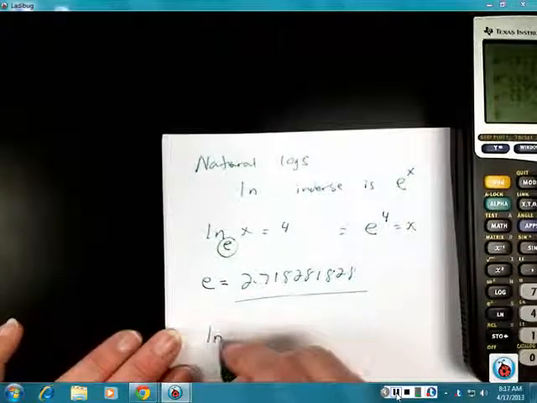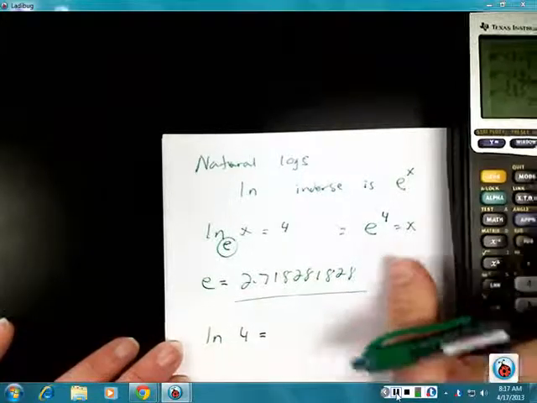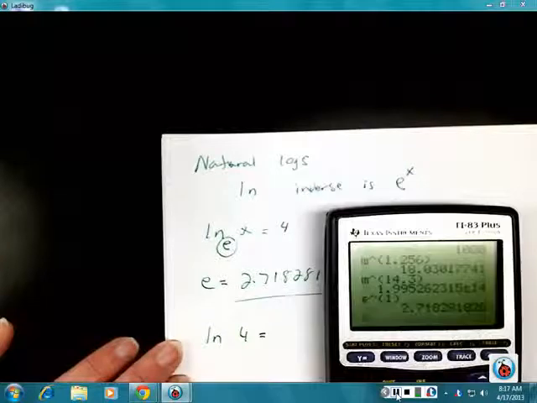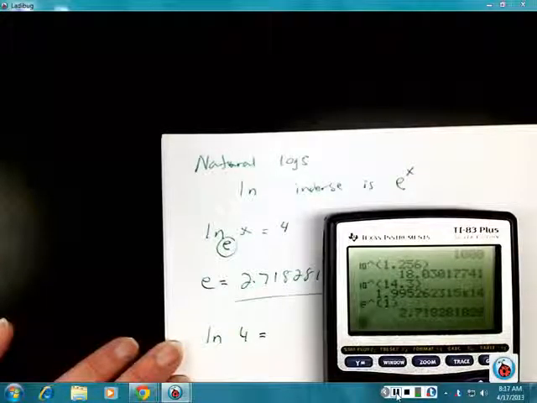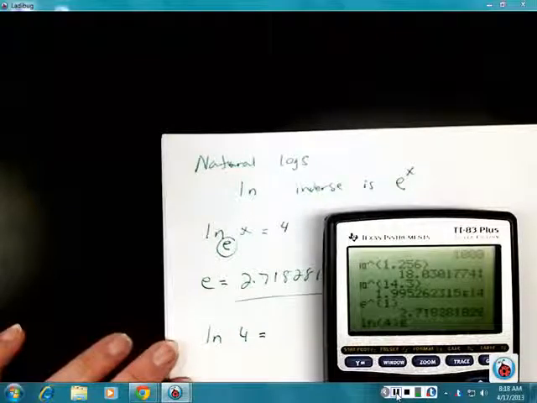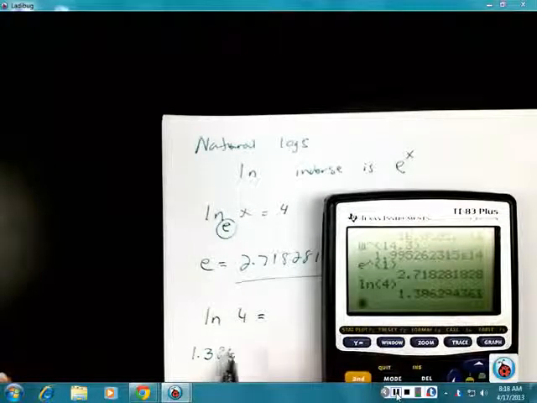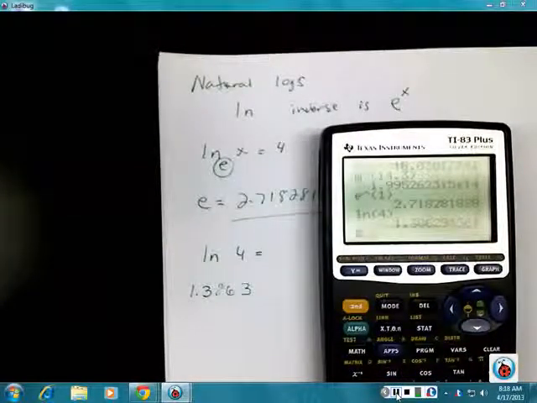So to solve natural logs, if I have the natural log of 4, what's it going to equal? It's easy to calculate by going to your natural log button, putting in a 4, closing it in a parenthesis like we've talked about before, and hitting enter. My answer comes out to be 1.3863, rounded off to 4 decimal places. So pretty straightforward stuff, right?